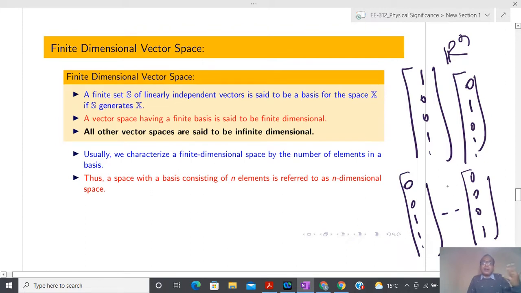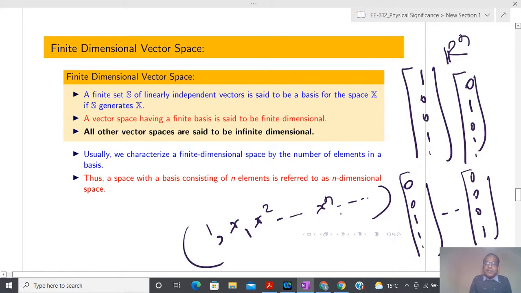But if you are considering general functions where I have selected vectors like x power n, I don't know up to what n that will go, so this is an infinite dimensional space. So if the elements inside the space are in the form of functions, that is an example of an infinite dimensional space.